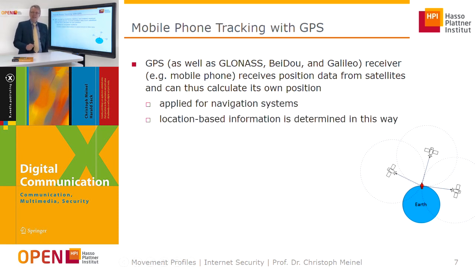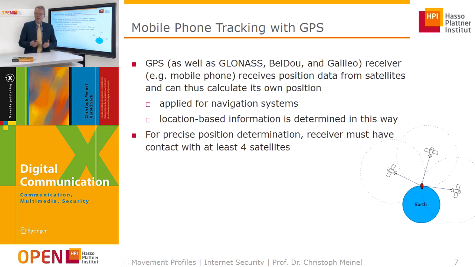Navigation systems need this, but also other location-based information services need such GPS data. For example, if you want to use a service on your smartphone which shows you the next Italian restaurant or others, first the location needs to be found out, then the closest restaurant needs to be computed, and then the database is checked whether it's an Italian one. So for precise position determination, the receiver must have contact with at least 4 satellites.